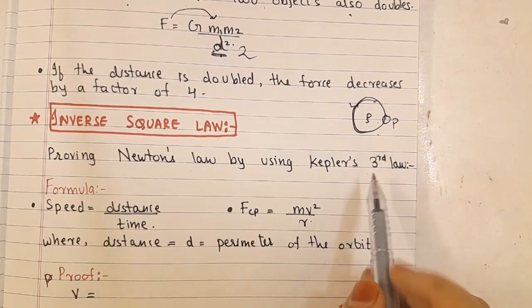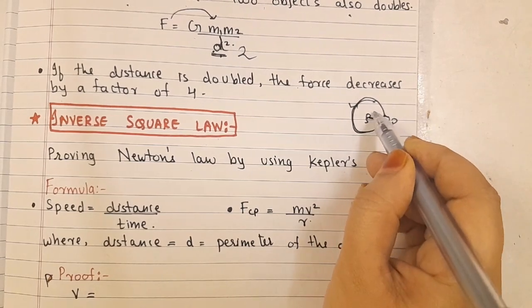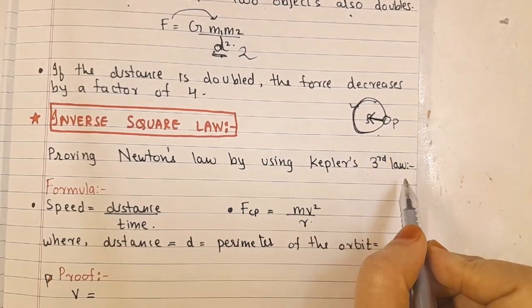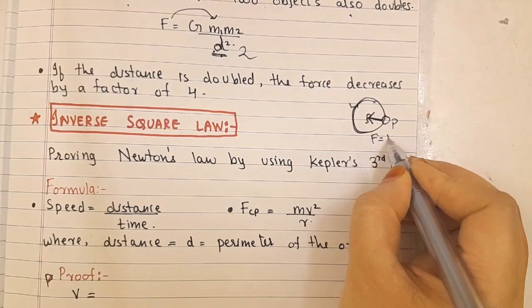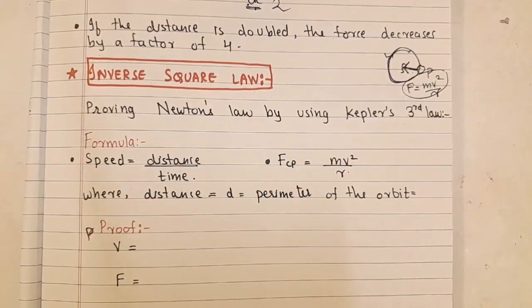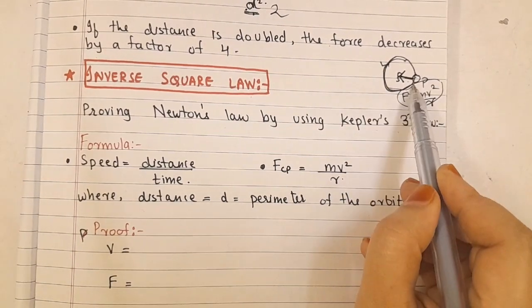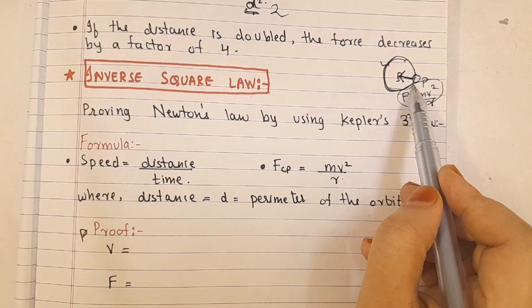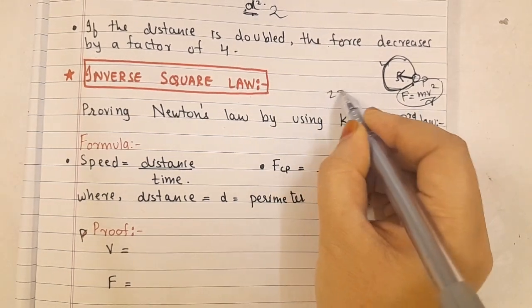Then the centripetal force will act on the planet towards the sun. So what will be this force? This force will be F is equal to mv square upon r. This is the centripetal force. Now, the distance covered by the planet around the sun is equal to what? It is equal to the circumference of a circle, which is 2 pi r.